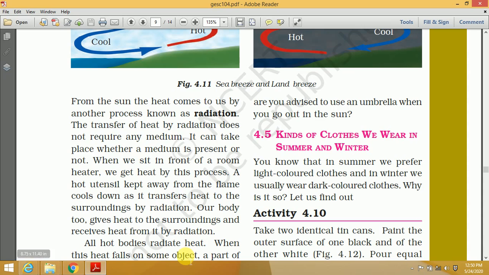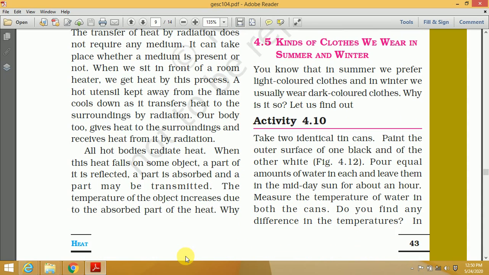So all hot bodies radiate heat. When this heat falls on some object, a part of it is reflected, a part is absorbed, and a part may be transmitted. The temperature of the object increases due to the absorbed part of the heat. Why?